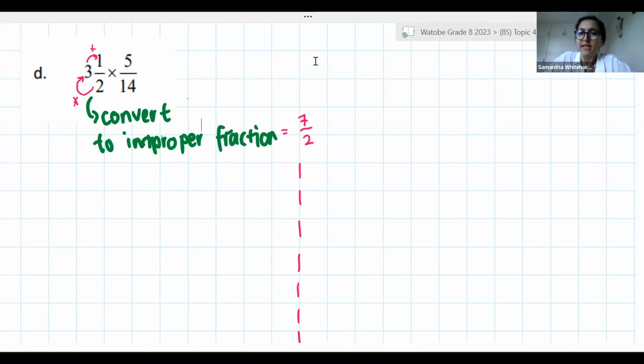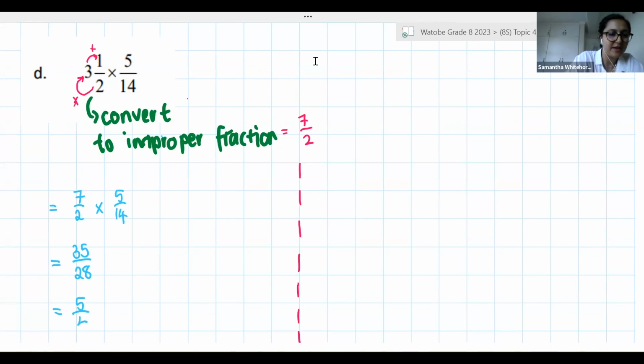Okay, does anyone want to raise their hand to give me an answer here or explain how we did it? Chantal? Ma'am, I converted the whole number times 2 equals 6 over 2. I mean 7 over 2 times 5 over 14, which I got 35 over 28. Okay, and can we simplify that? Yes, ma'am, I got 5 over 4.